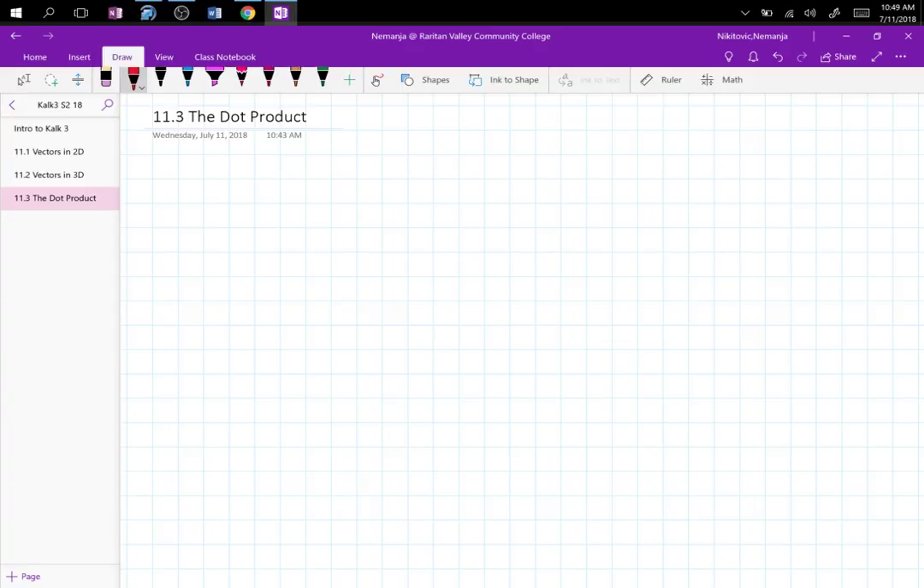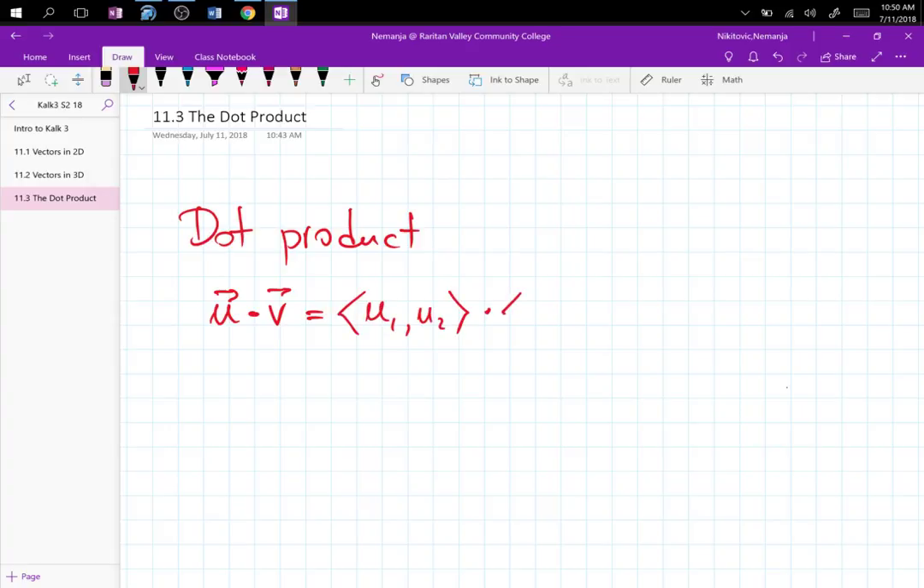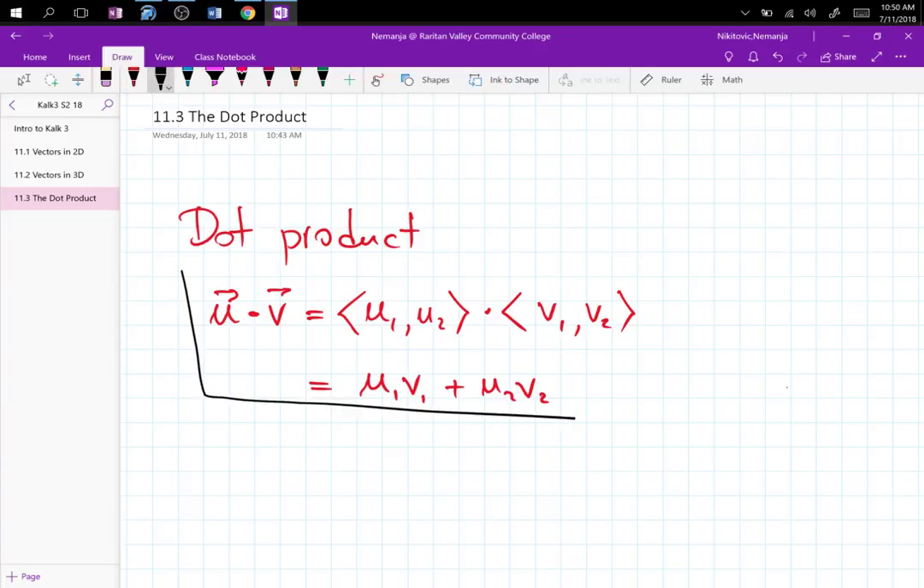So I like to start with a quick definition of how we compute the dot product for 2-dimensional vectors. A vector u dotted with vector v, where u has components u1, u2 and v has components v1 and v2, gives us u1 v1 plus u2 v2. So this is the way to multiply. This is the definition.